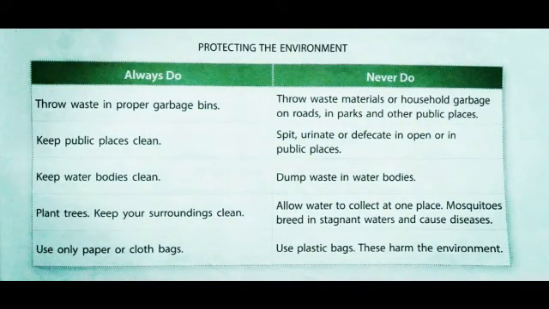So now, what are the do's and don'ts of protecting our environment? First, we have to discuss what are the things we have to do. First, throw waste in proper garbage bins. While you're throwing electronic waste, we should not throw vegetable peels. According to the color of the dustbin, we have to throw the waste accordingly.